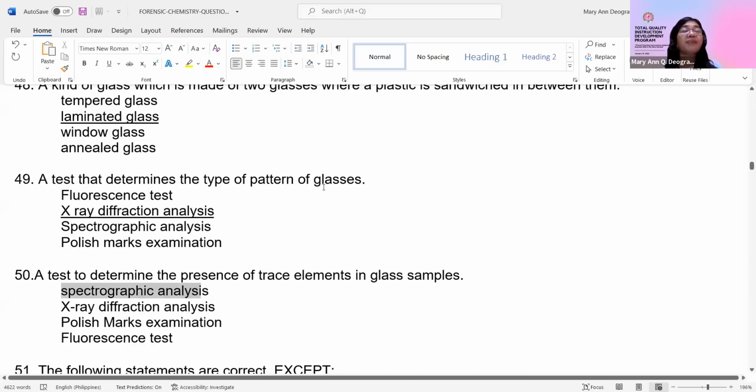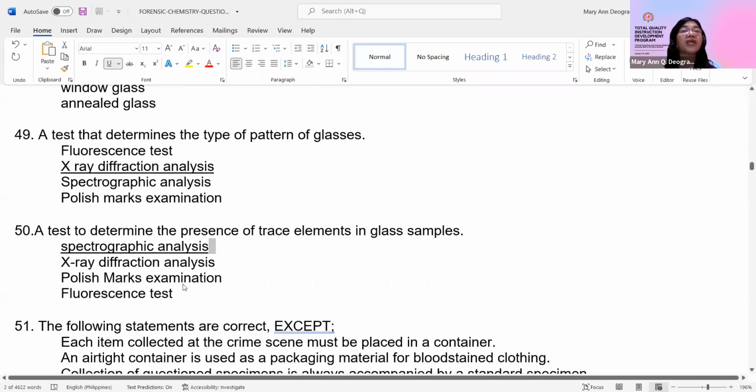Okay, baka pagpalitin nyo, nagpalit na nga. So, type of pattern kasi, what is to be determined here is the composition. The type of the pattern of the glass will determine the composition of the glass. Yung spectrographic, it is the trace elements. O yun lang yun naman yung keyword nyo yan. Trace elements, spectrographic.